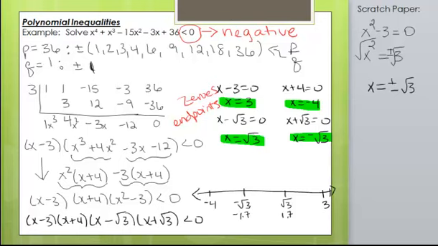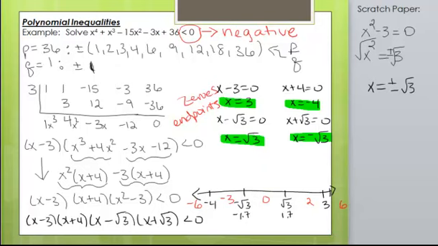Now we need some test points. So we need to pick points in all of these intervals. I think I'll pick a negative 6, something between negative 4 and negative 1.7. Let's say negative 3. Between these two, we can pick 0. Between these two, maybe a 2. And out here, maybe a 6.